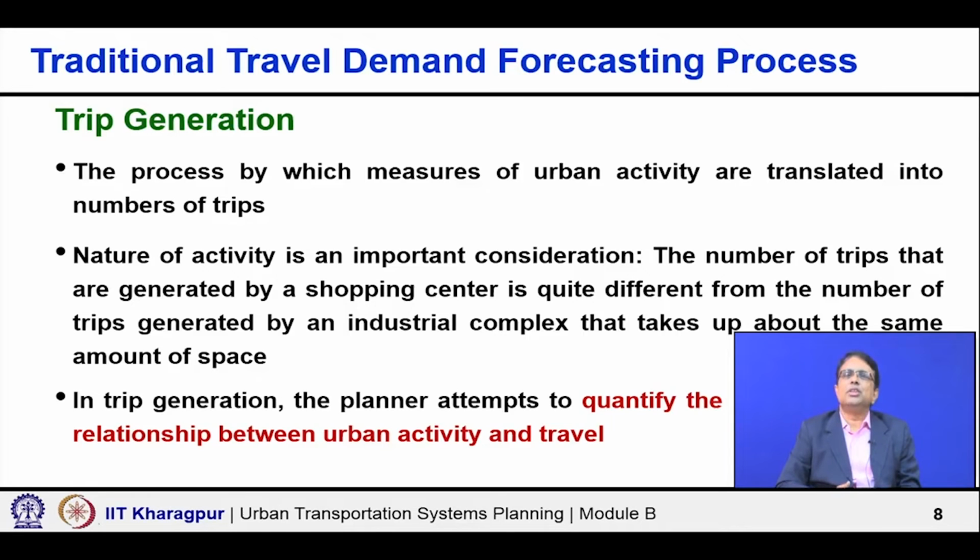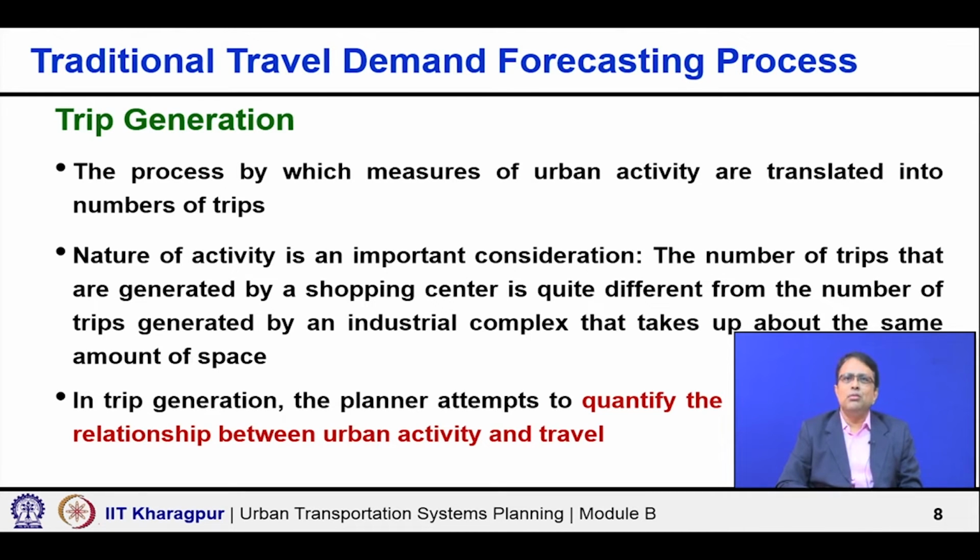So, the nature of activity is very important consideration, nature and quantity. Both are important. Why is the number important? We said that how many people, how many buildings or houses are expected to come, or how many industries are expected to be located, so the number is important. But along with the number, the nature of activity is also equally important. Why? Let us say for example, the number of trips that are generated by a shopping center is quite different from the number of trips generated by an industrial complex.